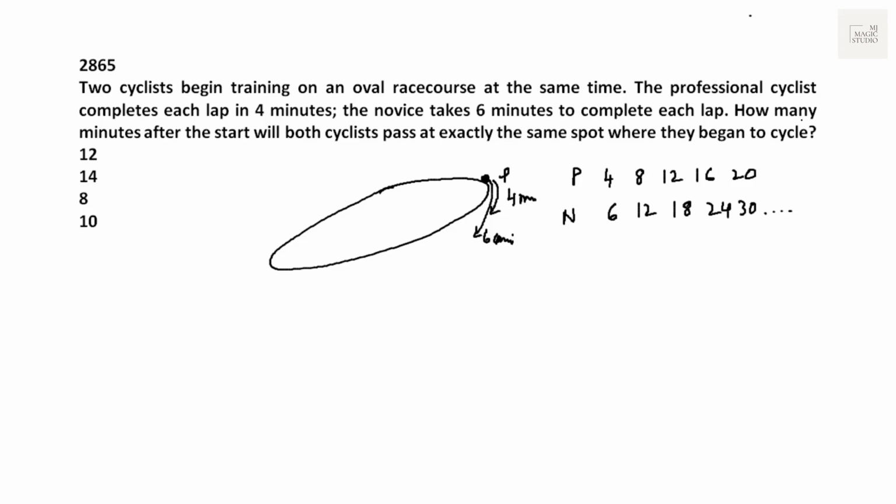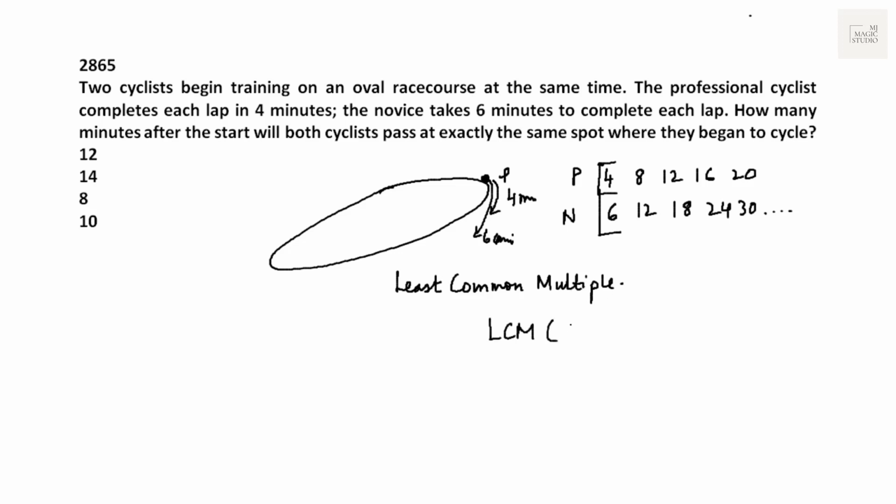Now we need to find how many minutes after the start they would be meeting each other exactly at the same point. That means we are looking for a number which is common to the set of P and common to the set of N. That means we are looking for a common multiple. And since they need to meet for the first time, we are looking for the least common multiple.